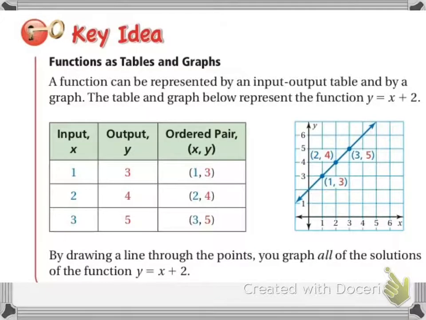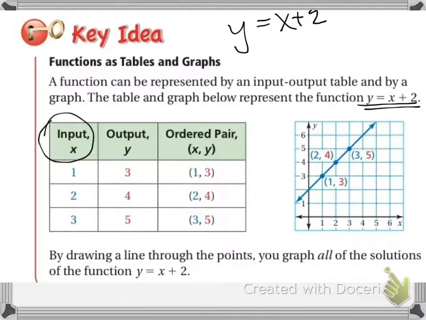Before we get into example 3, functions as tables and graphs, we just want to take a look at this. For the function y equals x plus 2, the input or the x values that anyone can insert or make up, this one they put in 1, 2, and 3. That's the independent variable. So you can put in any number, but sometimes it tells us what to put in. But right here in the table it's 1, 2, 3.